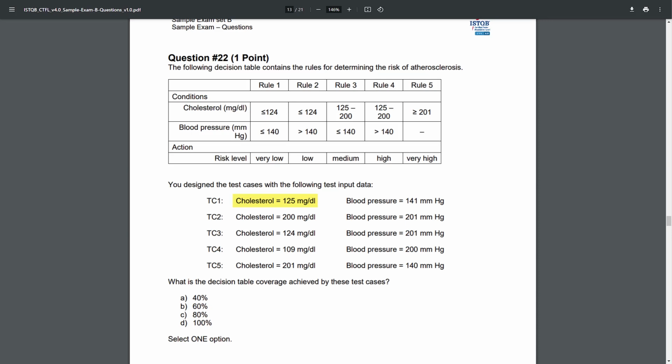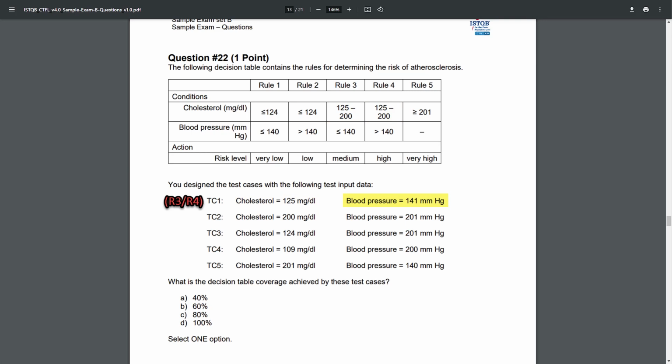The first condition is cholesterol equals 125, which aligns with two rules. Rules 3 and 4 are both rules that require a cholesterol level of 125 to 200. We mark rules 3 and 4 against the first test, and must now look at the next condition. Blood pressure equals 141.